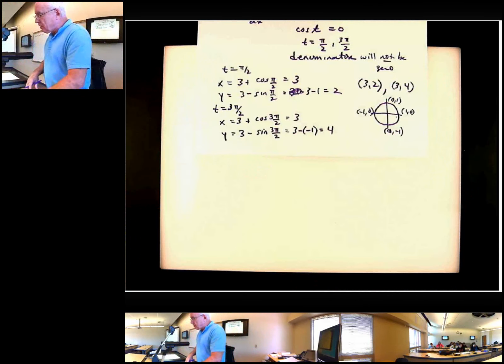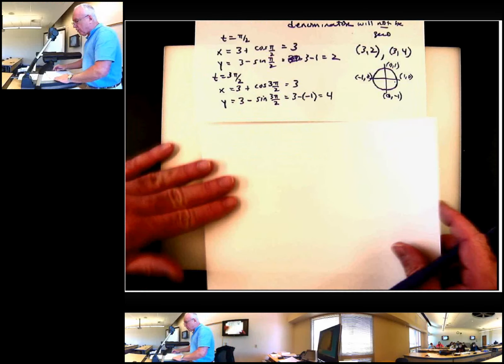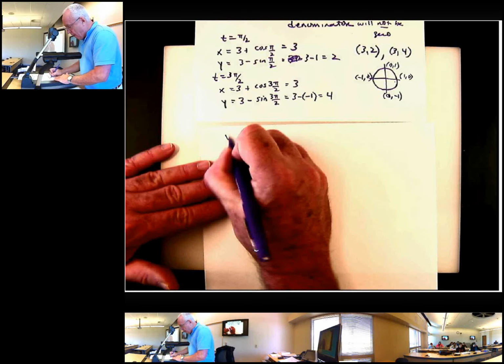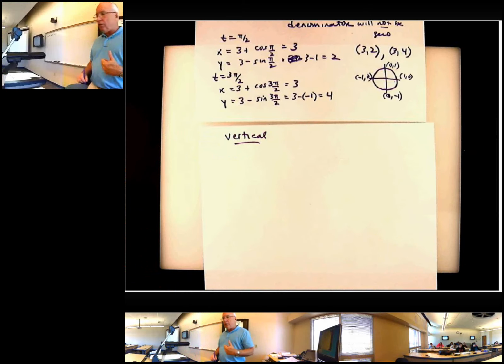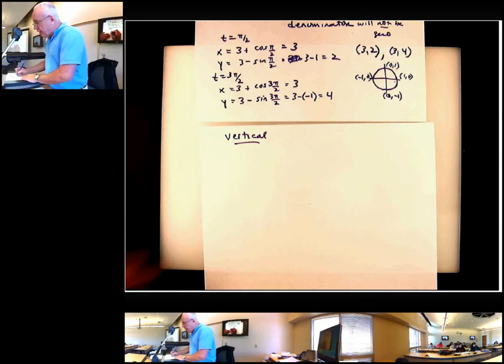Now let's look at the other part of it. Where is it vertical? Well, it's going to be vertical where the denominator of our derivative is 0.